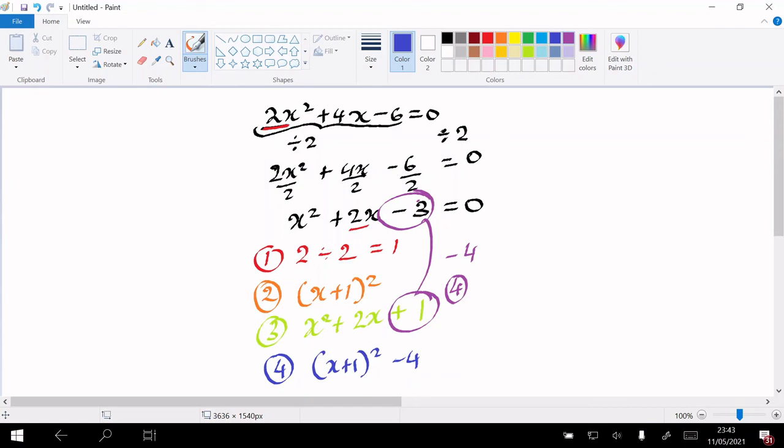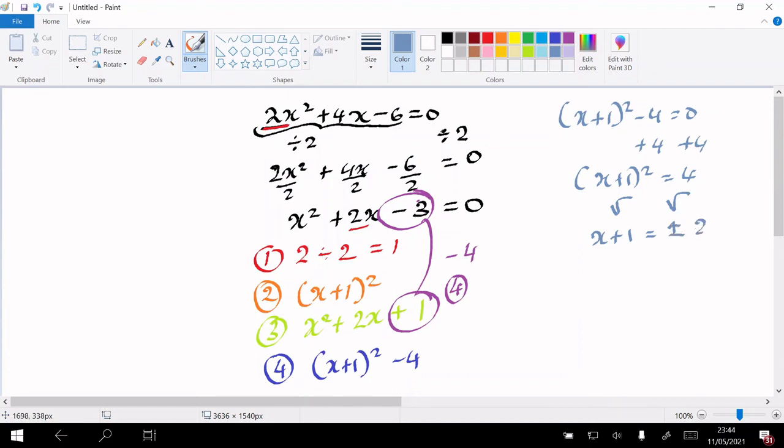Now I will get on to the solving, and I will have something along the lines of (x + 1)² - 4 = 0. Add 4 on both sides. I get (x + 1)² = 4. I square root both sides, and I'm left with x + 1 = ±2.